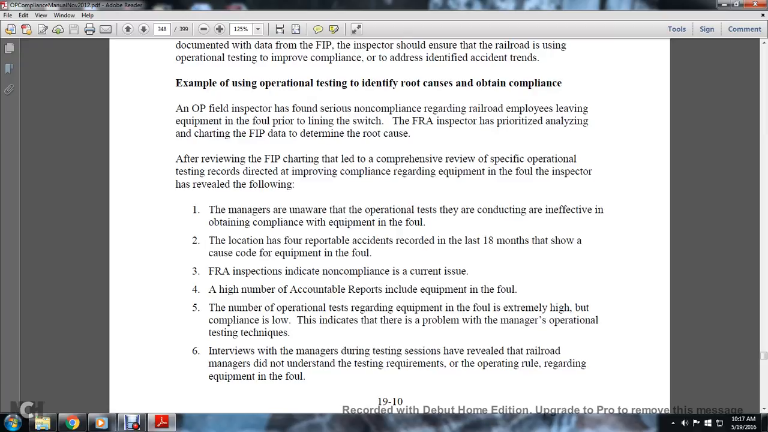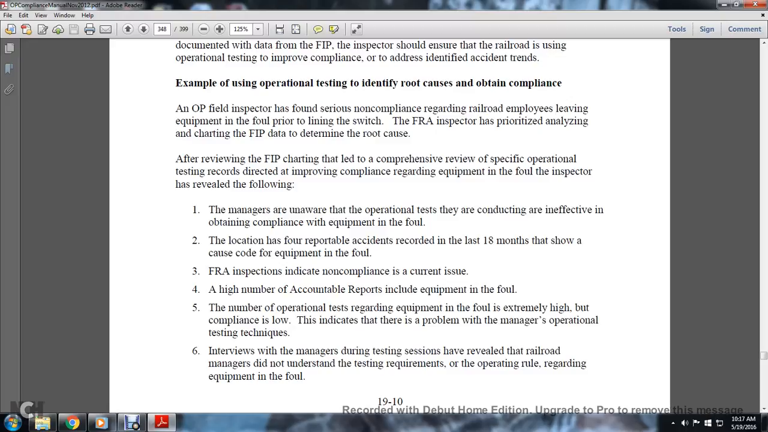The FRA inspector has previously analyzed the charted focused inspection process data to determine the root cause. After the review of the focused inspection charting, a comprehensive review of the specific operational testing records was directed at improving compliance regarding equipment in the foul. The inspector has revealed the following: the manager is unaware of the operational testing that is conducted with the effect of obtaining compliance with equipment in the foul. Four reportable accidents were recorded in the last 18 months, showing the cost of the problem for equipment in the foul. The FRA inspection indication of non-compliance is a current issue.